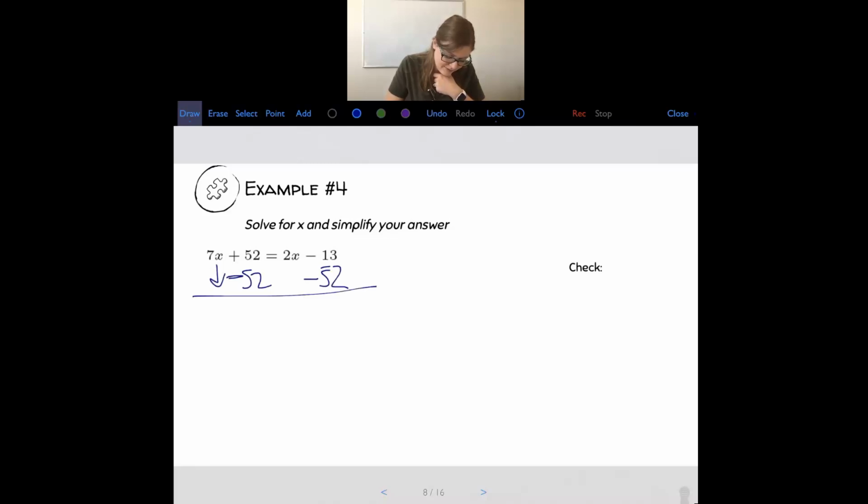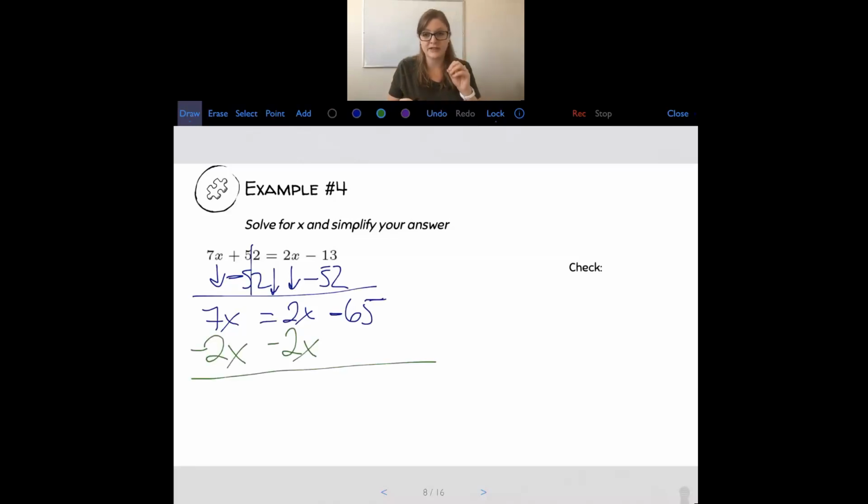So that means the 7x comes down. Positive 52 minus 52 is 0. My equal sign comes down. 2x comes down, and then negative 13 minus 52 is negative 65. Okay. Now I'm going to move my x to the other side. It's a positive 2x on the right, so I'm going to subtract 2x from both sides.